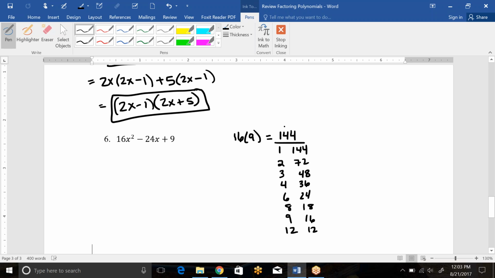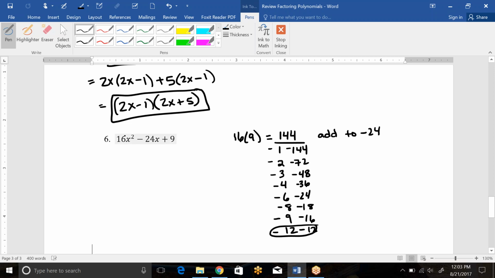Because this is a positive AC, we're supposed to add to negative 24. So that means everything's going to have to be negative if we're going to add and get a negative sign. And if you look, it ends up being the very last pair. So if we hadn't made our whole list, we wouldn't have got this.